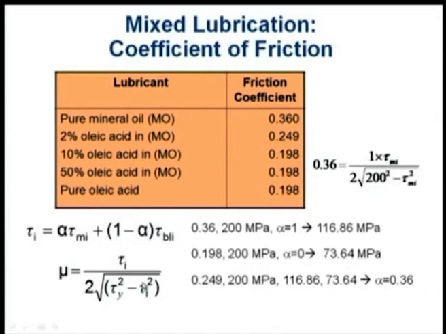We can go ahead with the reverse side. We can find out what is tau I, substitute tau I; we know tau m I, we know tau B L I. I can find out what will be alpha. I will just repeat it.